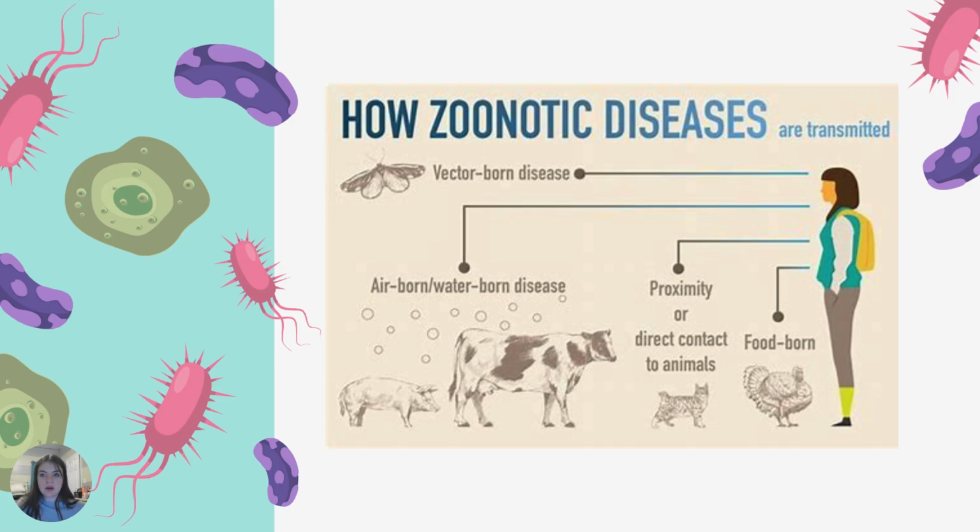Zoonotic diseases are infections that can be passed between animals and humans through direct and indirect contact and by vector-borne transmission. The main zoonotic diseases to be aware of in humans and animals include rabies, Lyme disease, and avian influenza, also known as the bird flu. The process of transmission can occur in different ways depending on the type of disease.